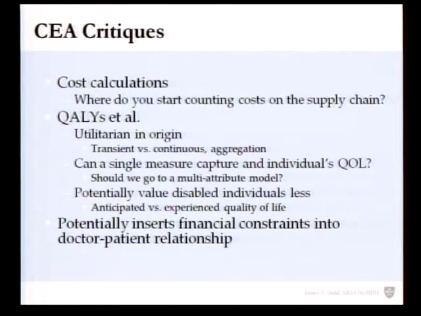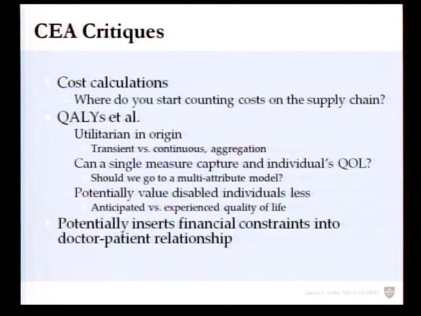Qualities, for example, have this utilitarian origin, which some people can argue with. And where you're valuing that quality of life that you just mentioned, is it a transient quality of life, or is it a long-term quality of life? Is it fair to really aggregate a whole bunch of people's outcomes into one pool for analysis, or do you really need to consider everybody individually? That's a big philosophical debate. Can a single measure capture an individual's quality of life? Does that point eight really make it? Does that really capture what we're really interested in?